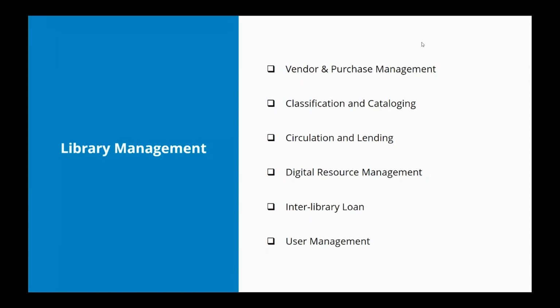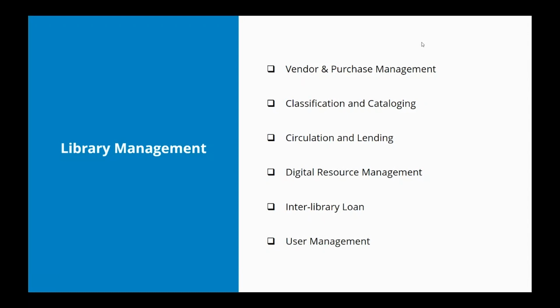And next is going to be circulation or lending, issuing the books to the students or getting the books returned from the students. All this circulation and lending can be done from a single place. And next is going to be the digital resource management. We can manage the e-library and digital libraries using this automation.